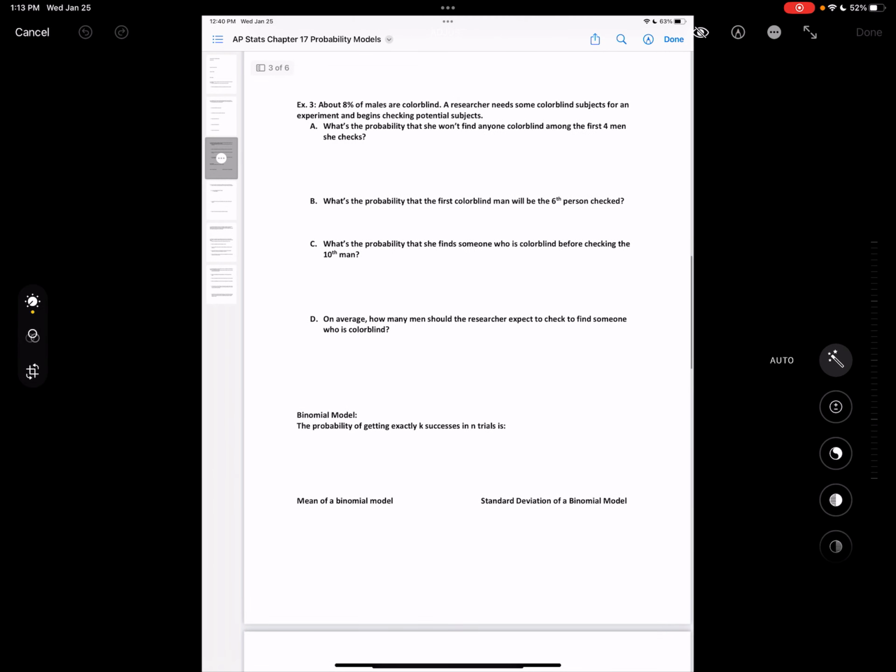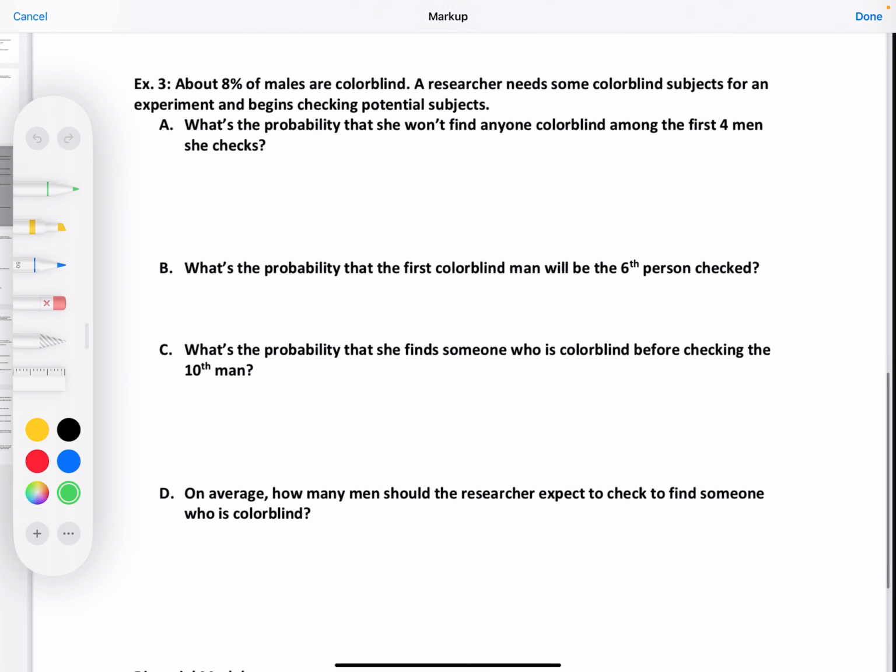Alright, we'll go ahead and start the next one. We probably will get through it, but if not, we'll just pick it up tomorrow.